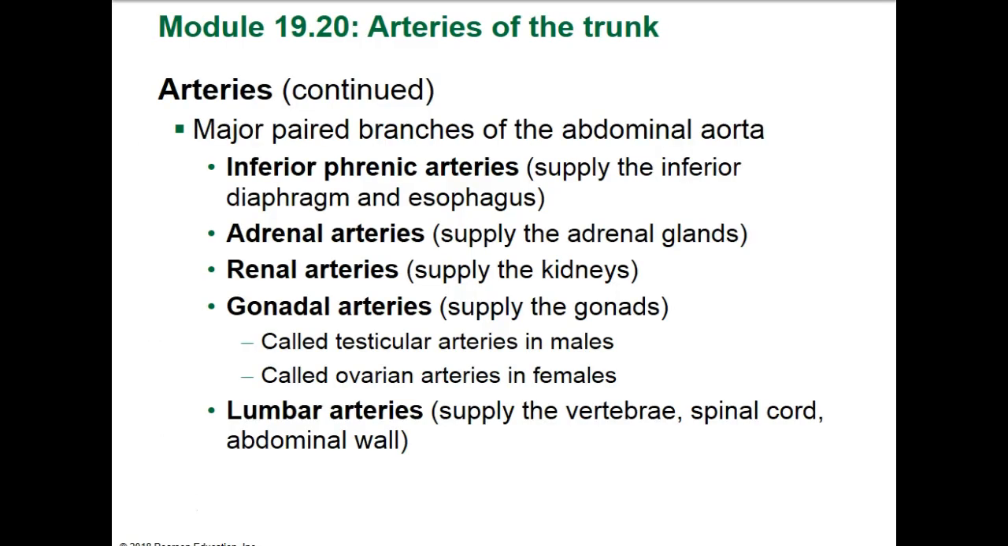The major paired branches of the abdominal aorta include the inferior phrenic arteries that supply the inferior diaphragm and the esophagus, the adrenal arteries that supply the adrenal glands, the renal arteries that supply the kidneys, the gonadal arteries that supply the gonads, of course, the testicular arteries in males, ovarian arteries in females, and the lumbar arteries that supply the vertebrae, spinal cord, and abdominal wall.